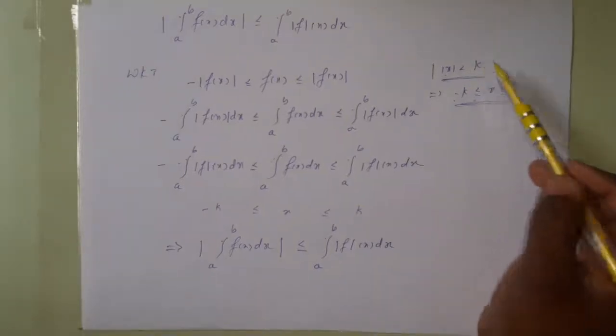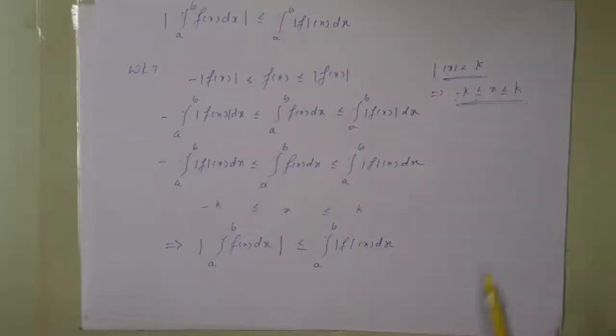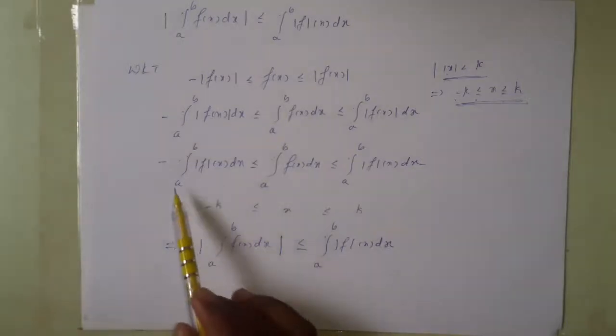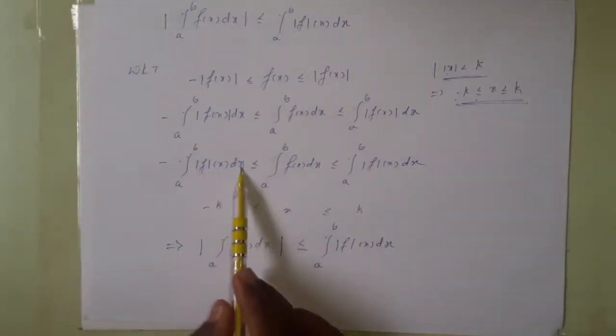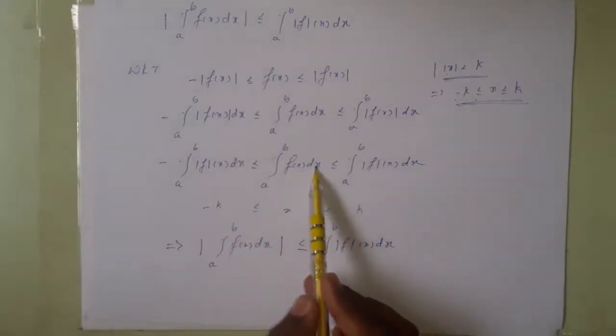If |x| is less than k, then this is the condition, and if this condition is true, then we can say that |x| is less than or equal to k. So therefore, here k is equal to what? The integration over a to b of |f(x)| dx, and x is equal to what? Integration over a to b of f(x) dx.